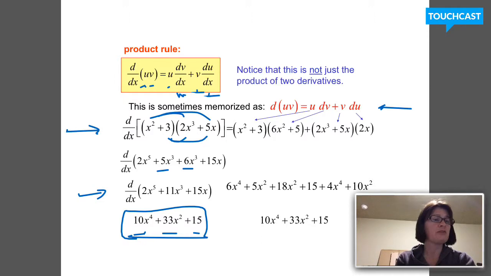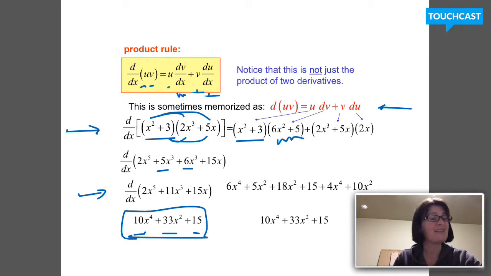Remember, first times derivative of the second plus the second times the derivative of the first. And what I'm saying here is that the first is the first factor in the multiplication problem. In this case, the polynomial that comes before the multiplication dot that you can imagine in this problem. So here first is x squared plus 3. That's just a copy of this, x squared plus 3, times the derivative of the second. So I need the derivative of 2x cubed plus 5x. Well, the 3 multiplies the 2, makes 6. The exponent comes down, so 6x squared plus 5 is the derivative of the second.